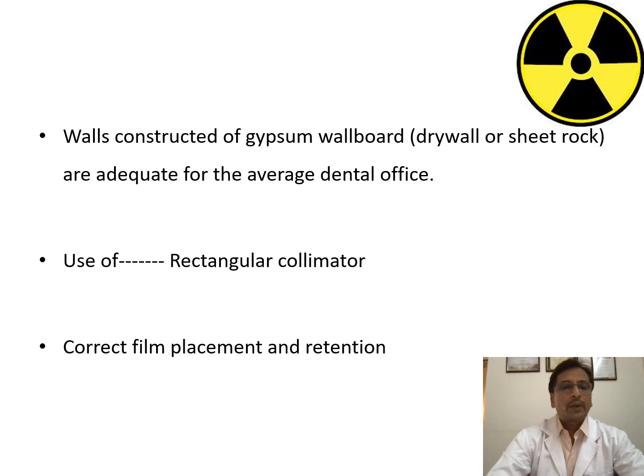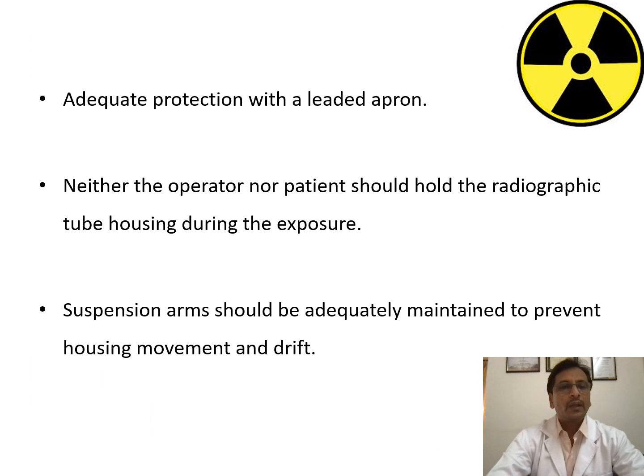I always recommend using a rectangular collimator whenever it is available, and proper film placement technique, exposure, and processing should be followed. So adequate protection with a leaded apron for the operator as well. Neither the operator nor the patient should hold the radiographic tube housing during exposure. Whenever it is required to hold the film, you should ask the patient himself or herself to hold the film. So never hold the suspension arm or the X-ray machine housing while you are doing radiation exposure.